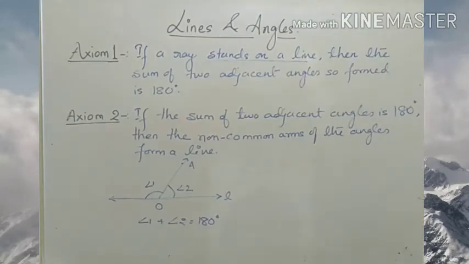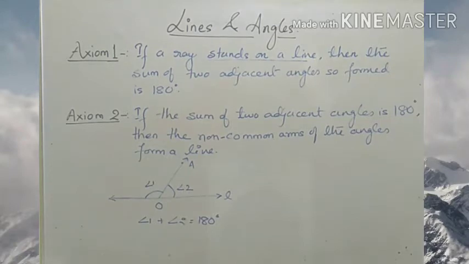Now, thus, by the first axiom, we are saying if a ray stands on a line, then the sum of the two adjacent angles so formed is 180 degrees. And it means that angle 1 plus angle 2 is equal to 180 degrees. Now, let's move to the axiom 2. What it is saying? If the sum of two adjacent angles is 180 degrees, then what will happen? Then the non-common arms of the angles form a line.